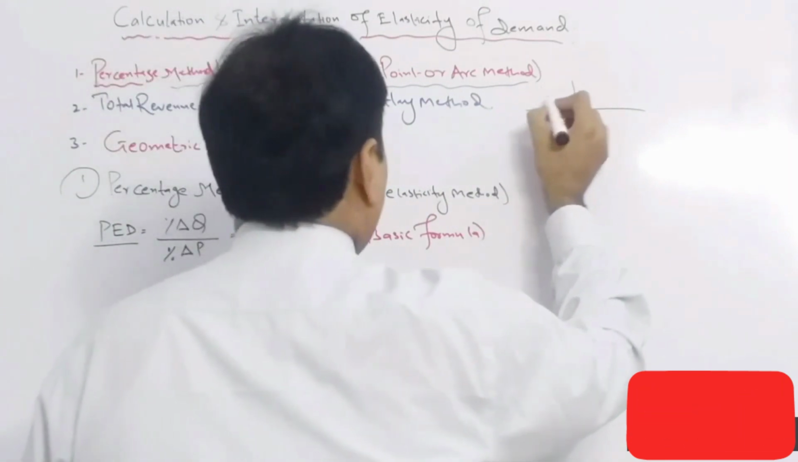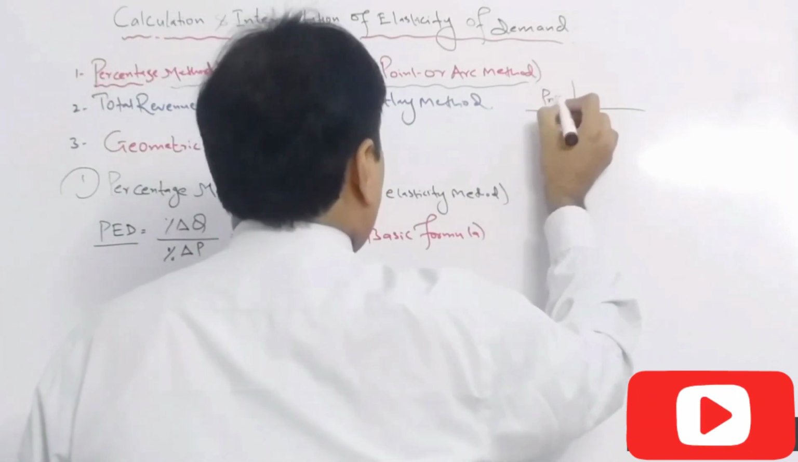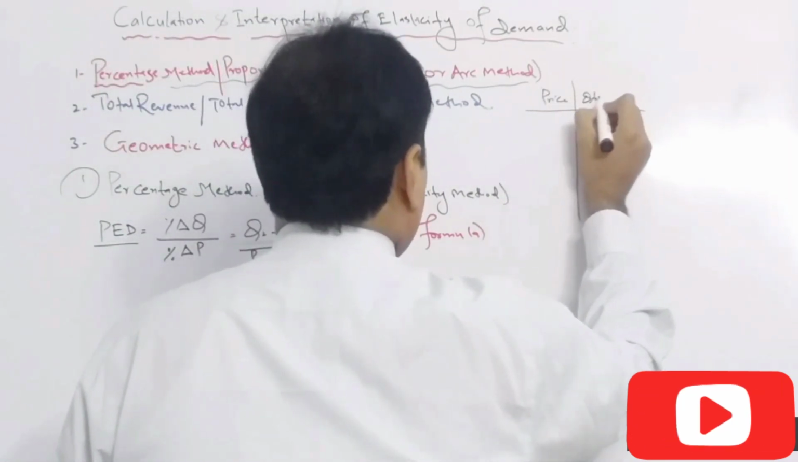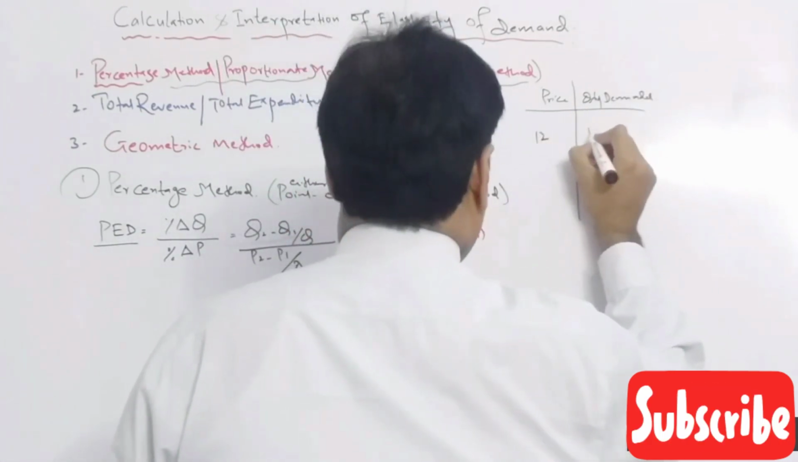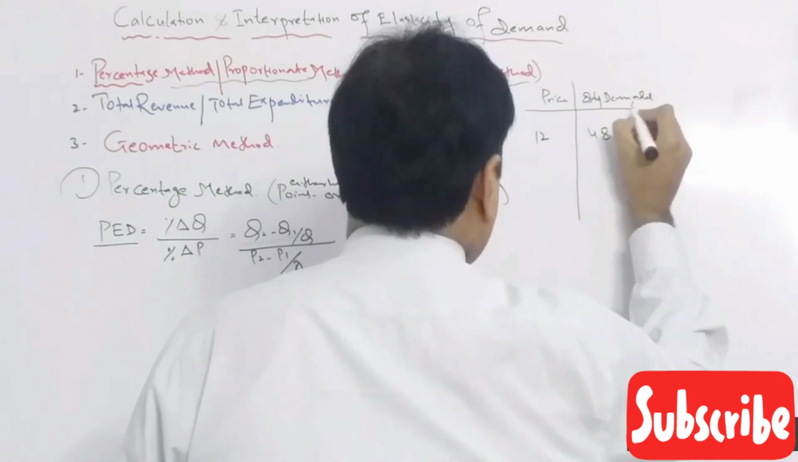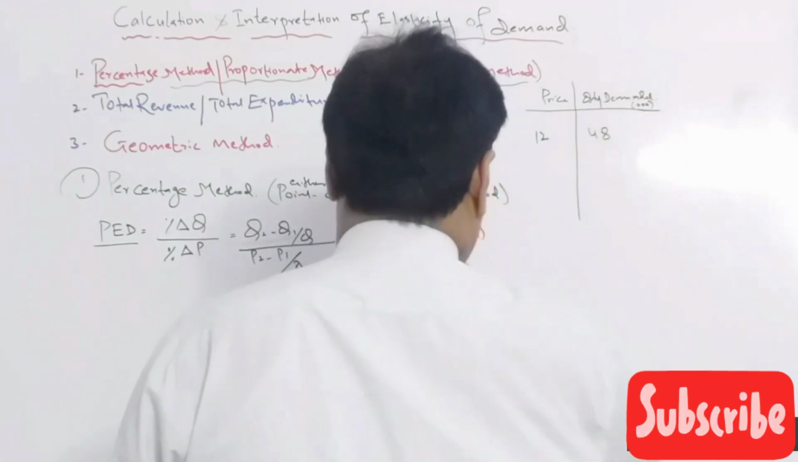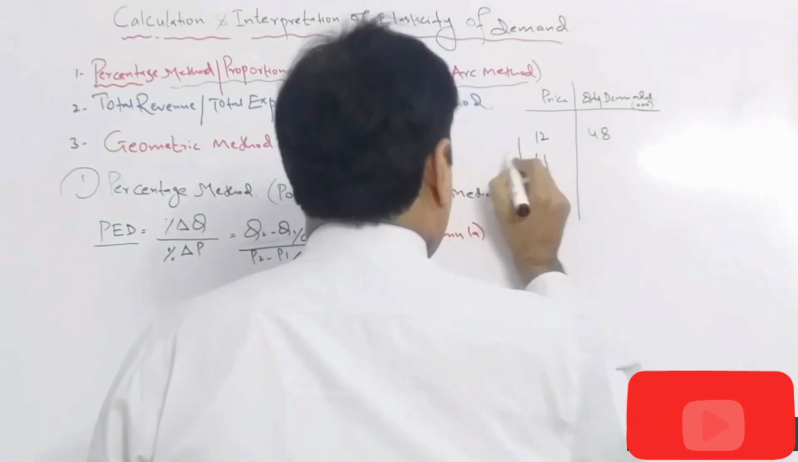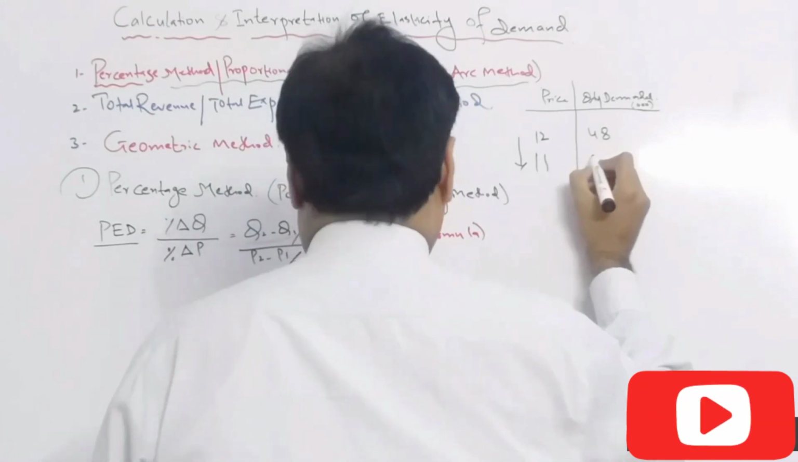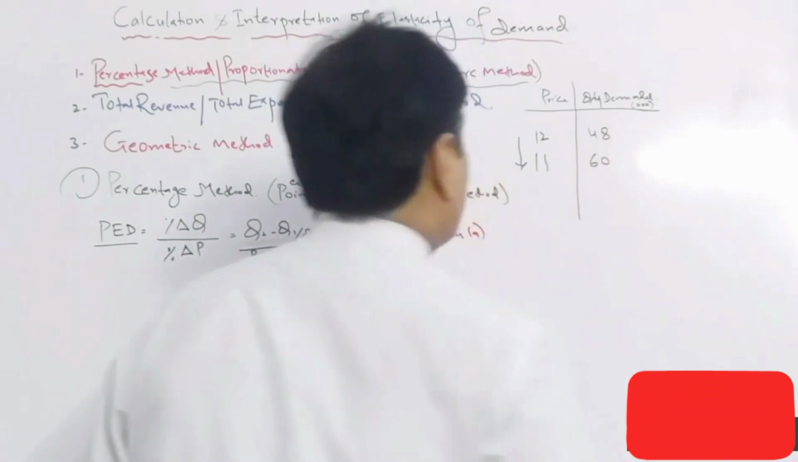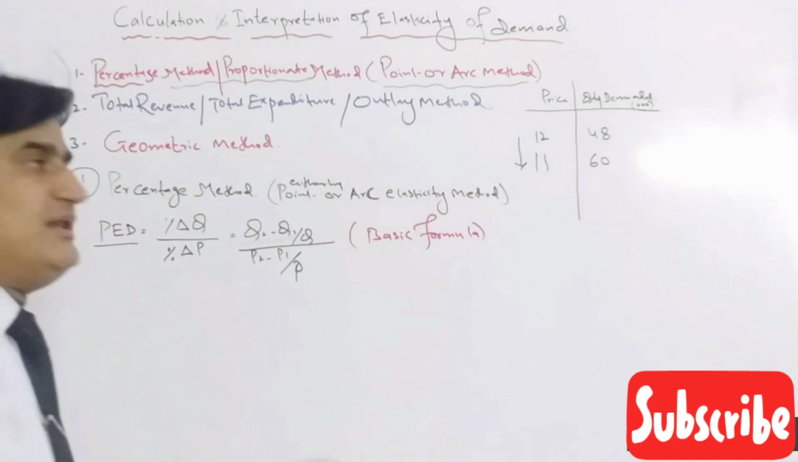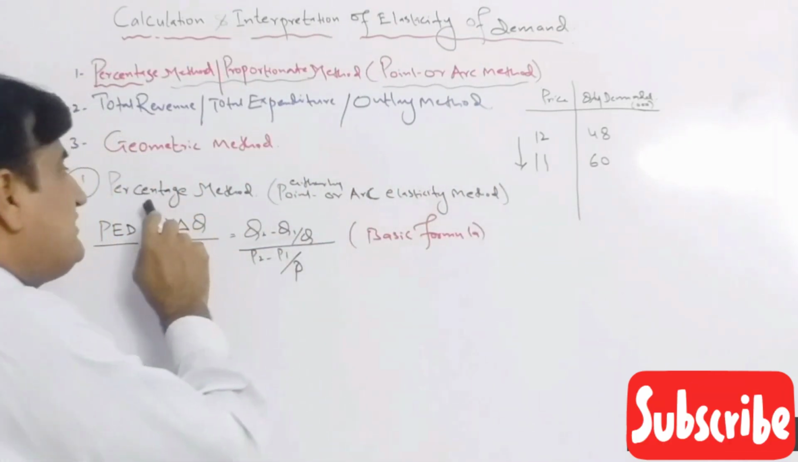So for example, this is the price and this is the quantity demanded. When the price is 12, the quantity demanded is 48,000 units. When the price decreases from 12 to 11, the quantity demanded increases from 48,000 to 60,000 units. So now we will calculate the elasticity by using the percentage method.